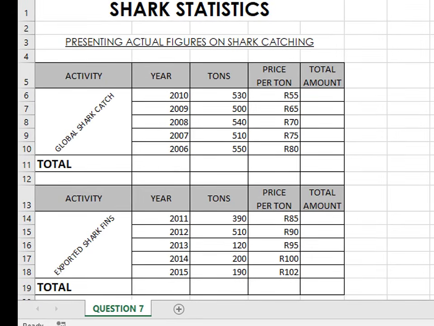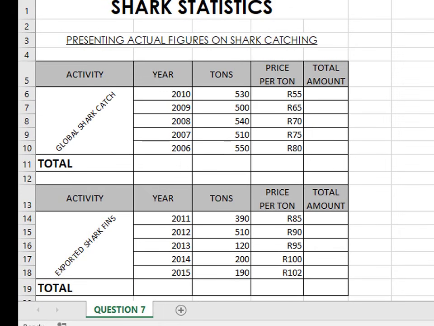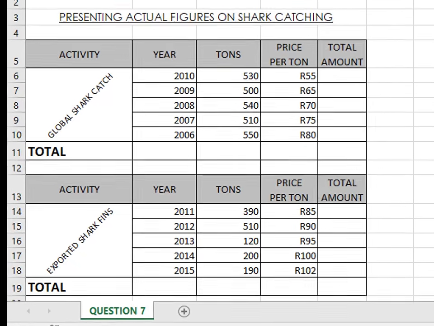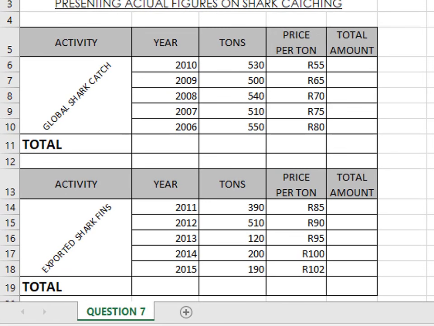As it is indicated on what we should do, they say total amount of global shark catch, we should calculate it by tons multiplied by price per ton. So when we come here, we are going to say tons multiplied by price per ton. We start with an equal sign, and then you click inside tons, and then you go to multiply.